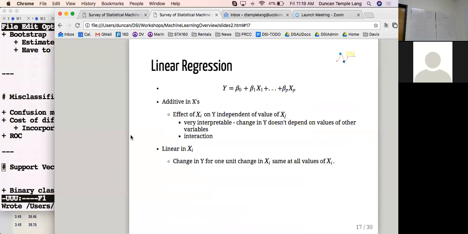Regression. Everyone happy with regression? Anyone not? Regression is just regression. Everyone sees regression. Apparently, they even do it in high school. It gets more complicated. Regression is wonderful.